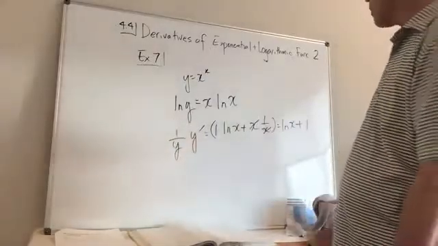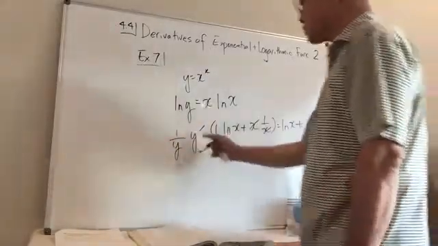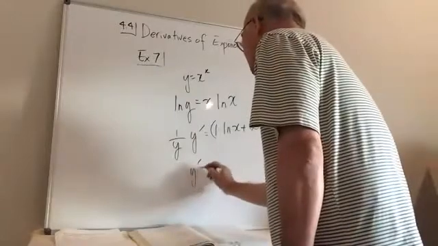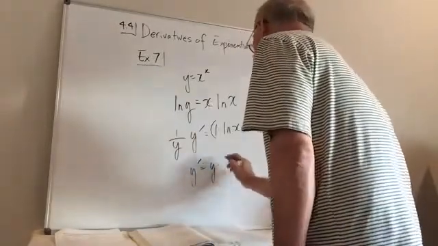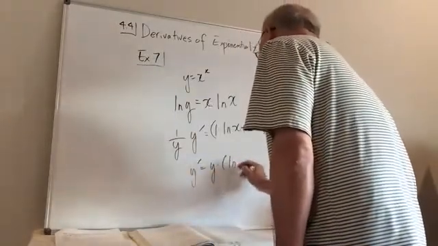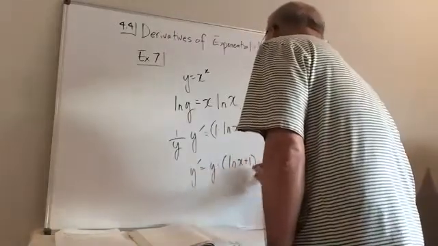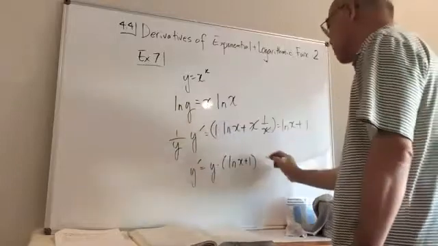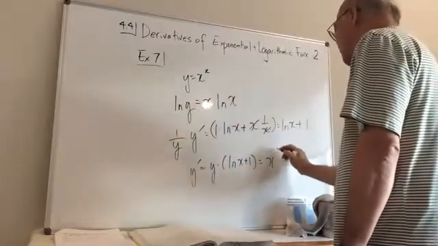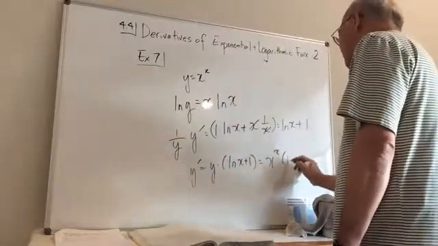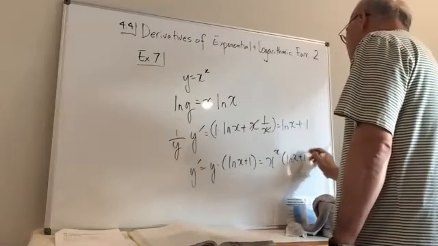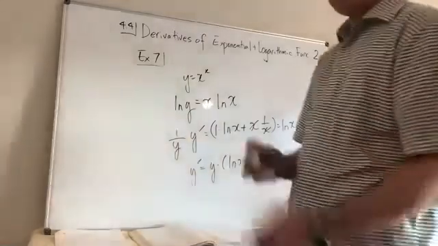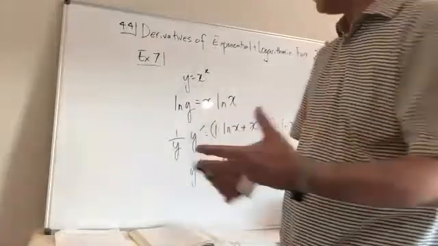So I'm going to get this guy here. So I'm trying to solve for y prime. So y prime is going to be y times natural log of x plus 1, where y was this guy. So now I can go ahead and substitute that back in and get x to the x times natural log of x plus 1. Okay, so this is kind of fun, all right?